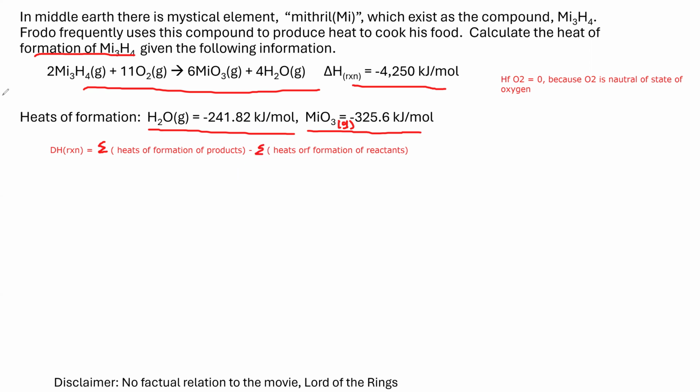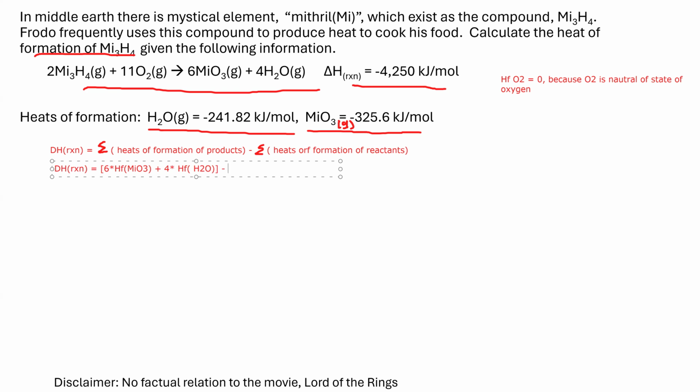So when we work this out based on our reactants and products, we get the delta H of reaction equals, and here there's a 6 in front of MiO3, so it'll be 6 times the heat of formation of MiO3 plus 4 times the heat of formation of H2O. Again, the coefficients are important because we multiply the heats of formation by them.